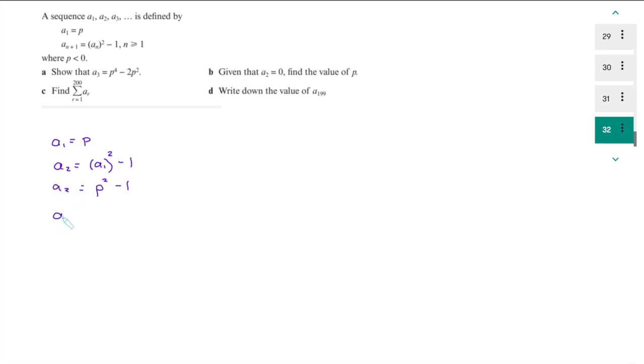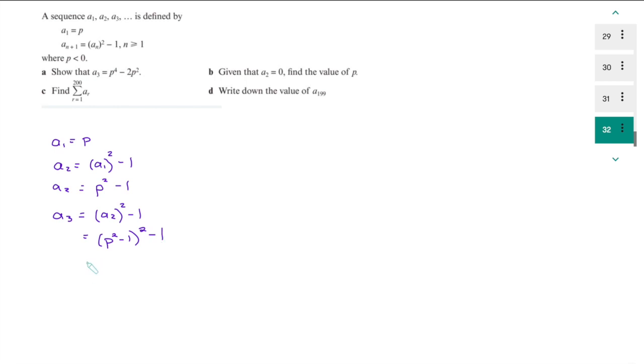So a3. Again, let's show exactly what we're doing. Going back to the formula, a3 is a2 squared minus 1, equals, well, what's a2? a2 is p squared minus 1. So (p squared minus 1) squared minus 1. And then they've shown you what format you need to get this in, right? So another great question, because it's a show that, we'll know if we've got it right.